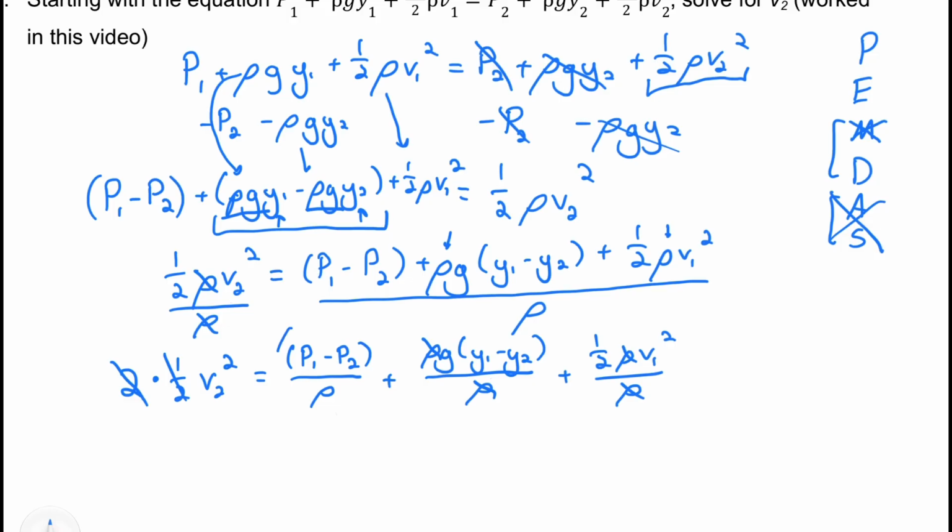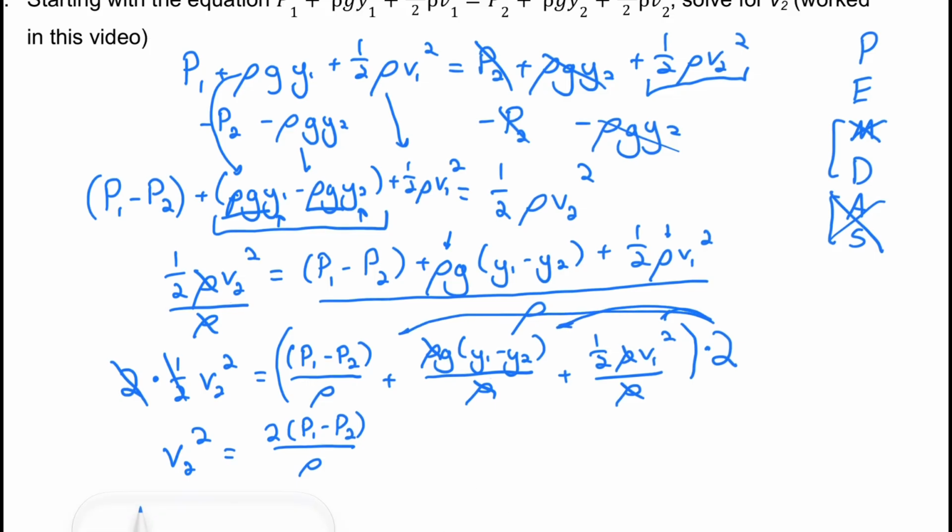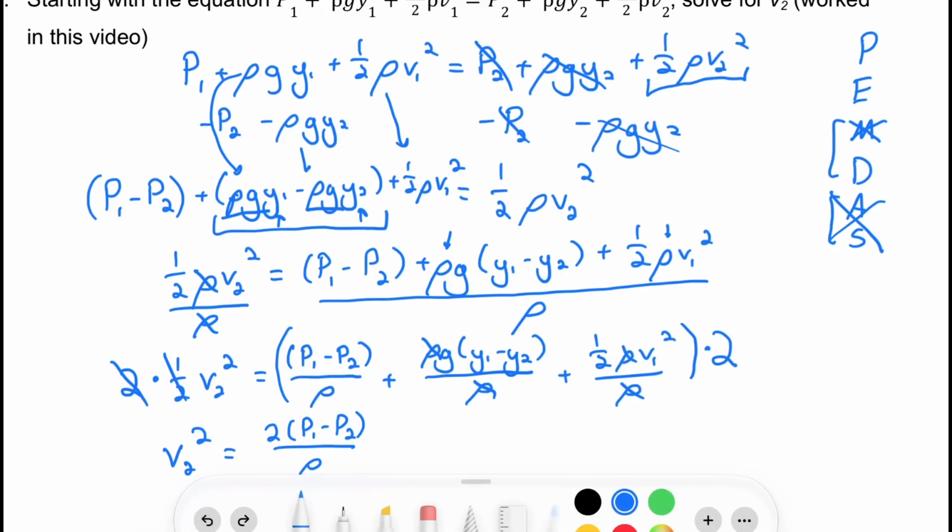And of course, whatever we do on the left side, we have to do on the right side. So we'll multiply that right side by 2 as well. So over on the left side, we'll be left with v2 squared. And that will equal 2 times p1 minus p2 over rho. I'm just going to distribute this 2 to everything in the parentheses, right? We'll distribute it out to all those guys. So let's distribute that out.